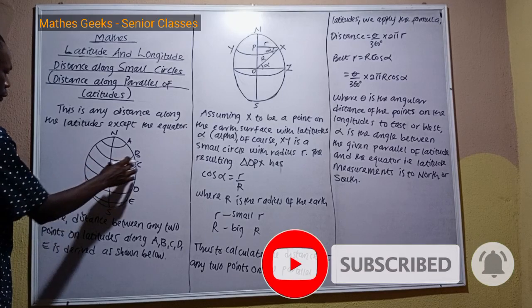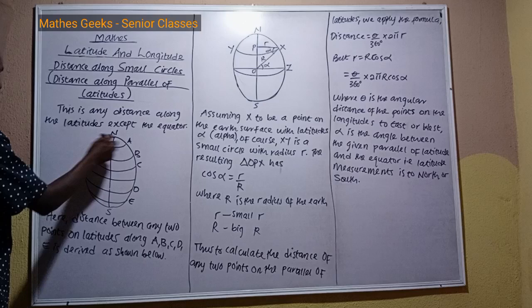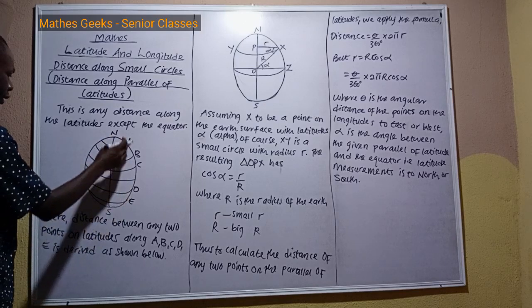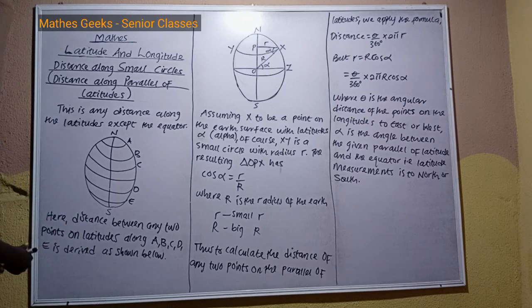You can see this from the diagram, like circles A, B, C. They are all parallel to the equator, except the equator itself. Every other small circle is parallel to the equator. So that's why it goes by that name.